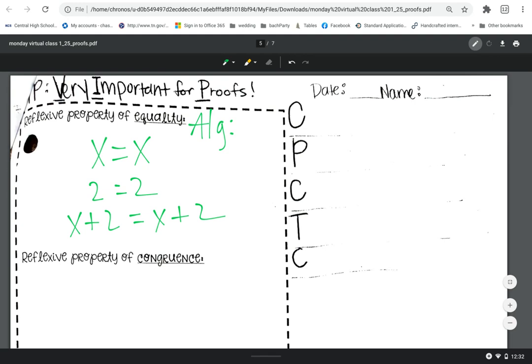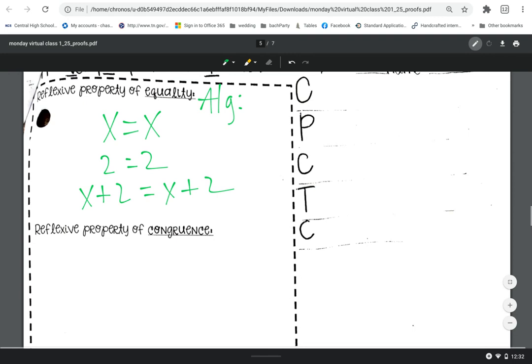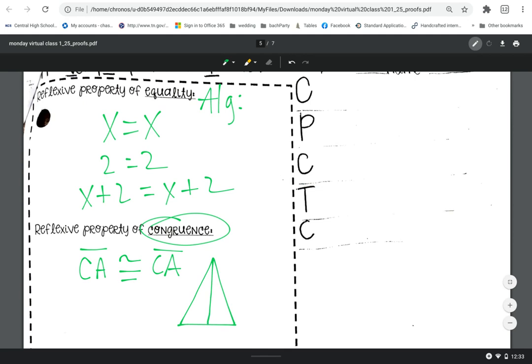Okay, so the same thing happens in geometry, but we've kind of already touched on it. We've talked about, like, if triangles share a side, then we use the reflexive property of congruence. So that would be like side CA is congruent to itself, side CA. So that was like when we had a triangle and they had C and A. All right, so that's when they share that side, so it's congruent to itself.